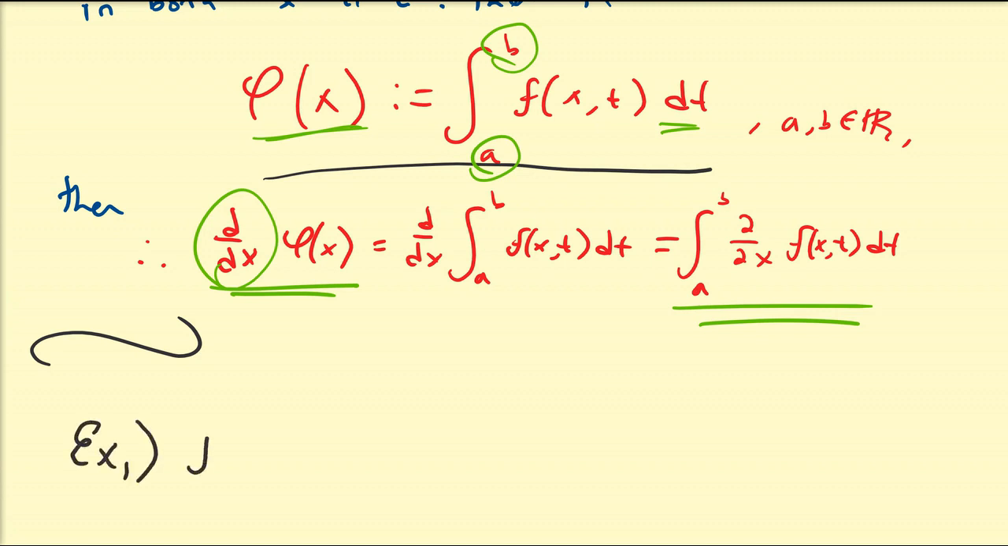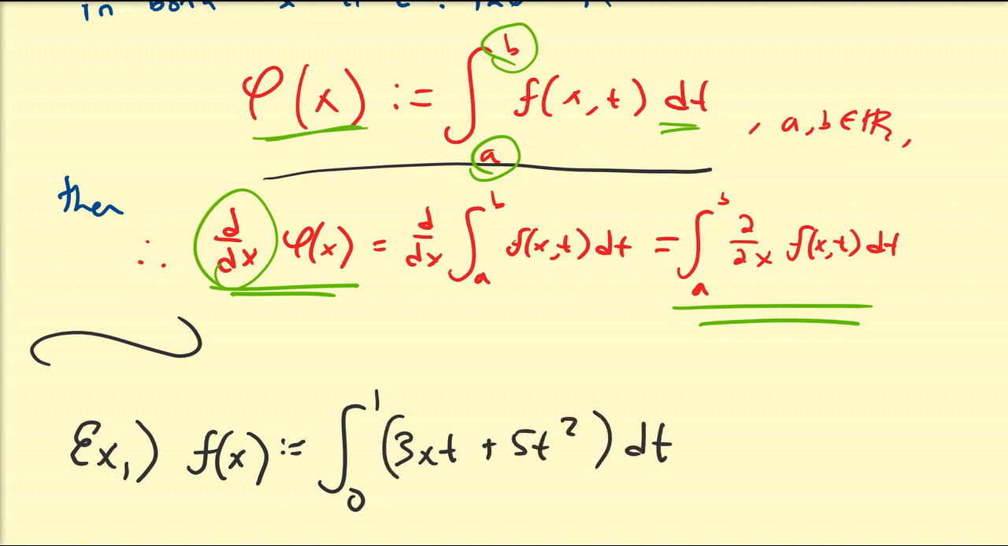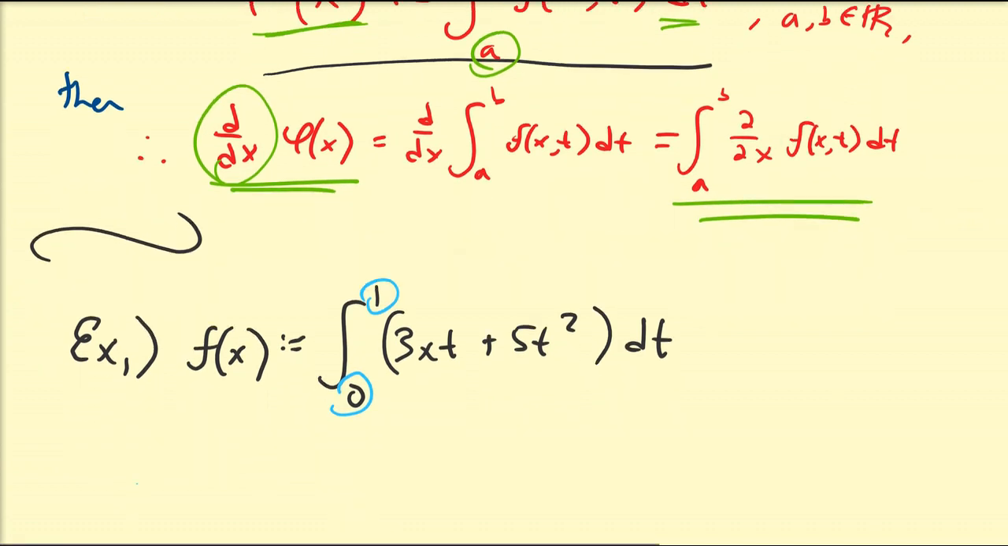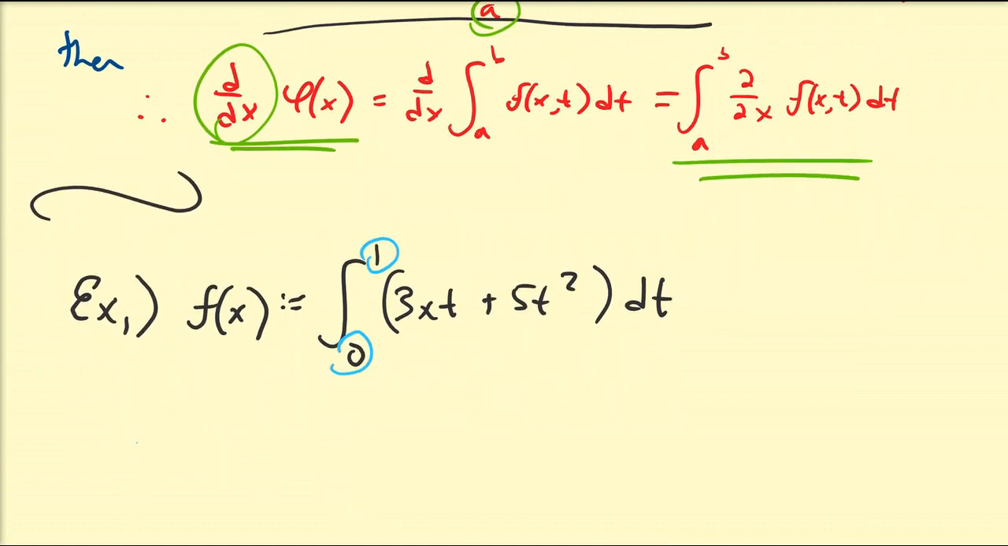So let us define f of x to be equal to the integral from 0 to 1 of 3xt plus 5t squared dt. And keep in mind 1 and 0 are t values. So if we pretty much ignore Leibniz rule, let us sort of just figure out what another representation of this integral in terms of x we have.